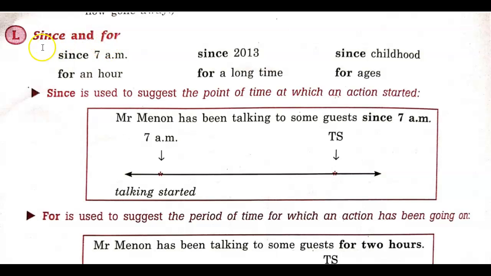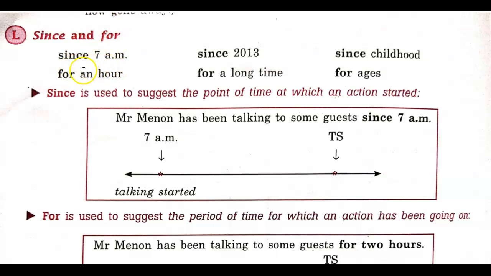We use since when we know that a particular event has started in the past and it is still going on. And when do we use for? We'll use for when we know that a particular action has taken place for a particular period of time. The duration is known to us. That is for 2 hours, for 3 hours, for 8 hours, for 1 day, for 2 days, for 1 week, like that.